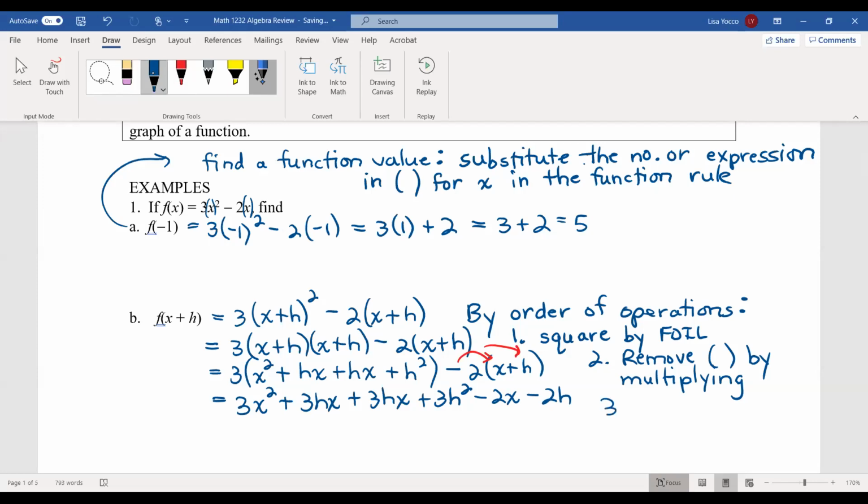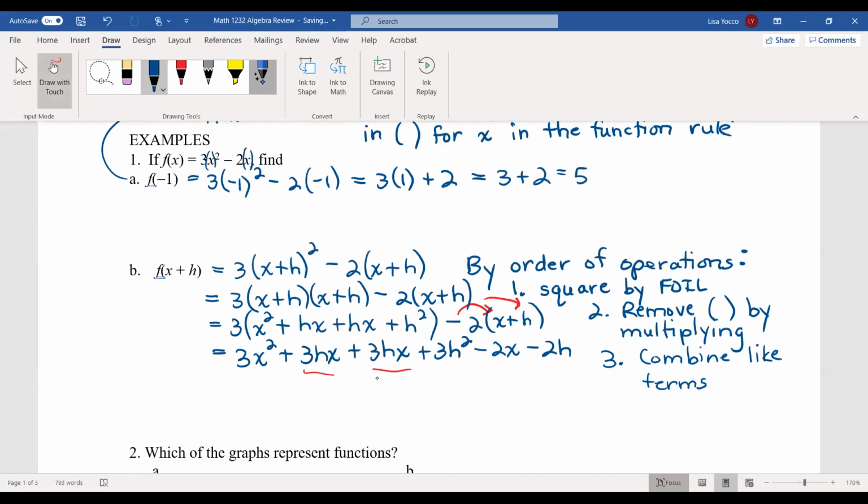And then the third step will be to combine any like terms. So in this case, the only terms that are like are the ones that I just underlined. There's a 3hx and another 3hx. I combine those by combining the coefficients, the 3's.